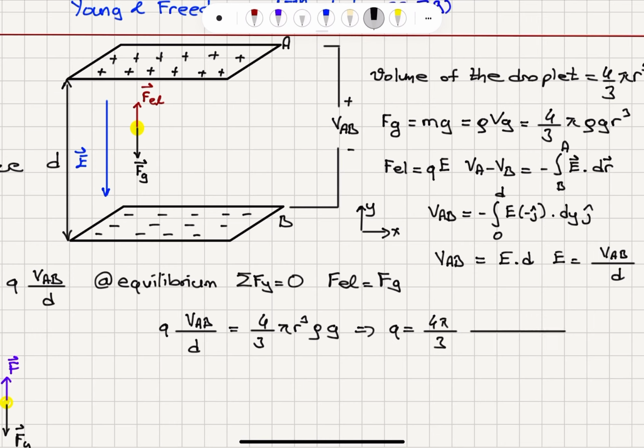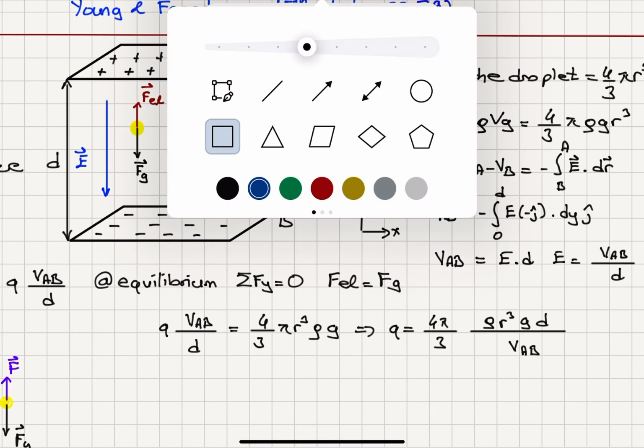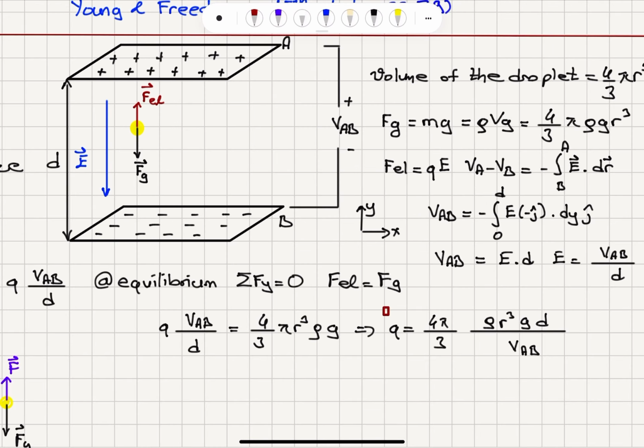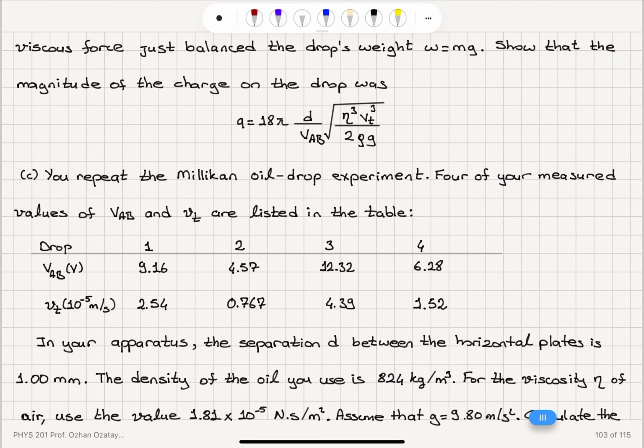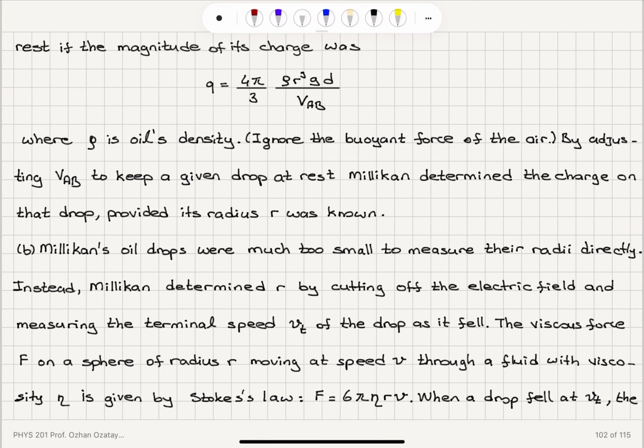So it will be rho r cube g d, r is the radius of the droplet, divided by the potential difference VAB. So this is my conclusion about the charge this droplet should have. So let's compare it with the answer I was supposed to get. Rho r cube g d divided by VAB times 4 pi over 3. So that is the correct answer.